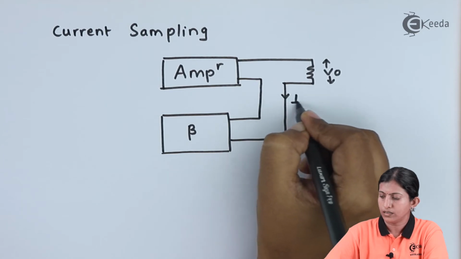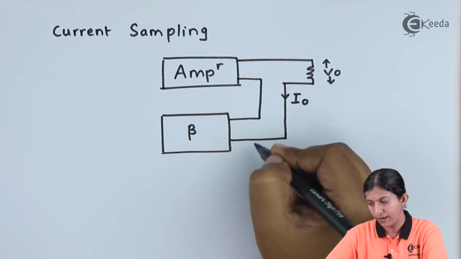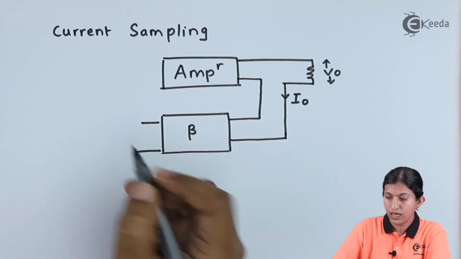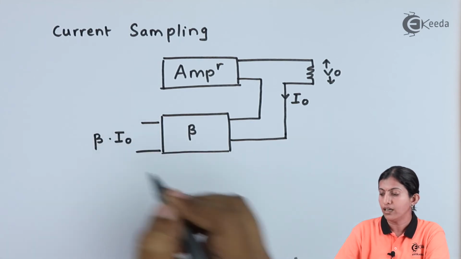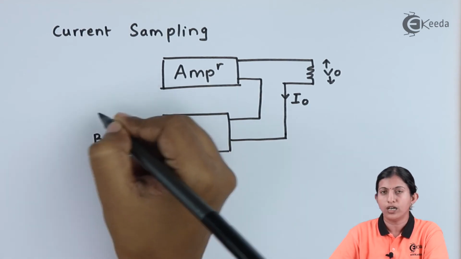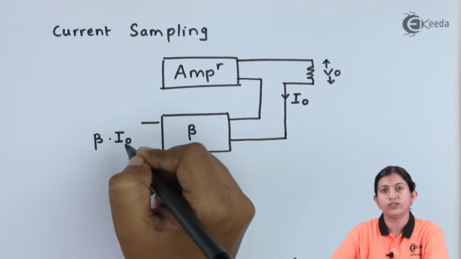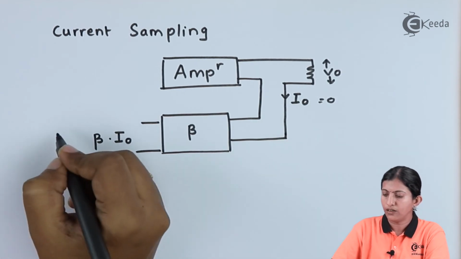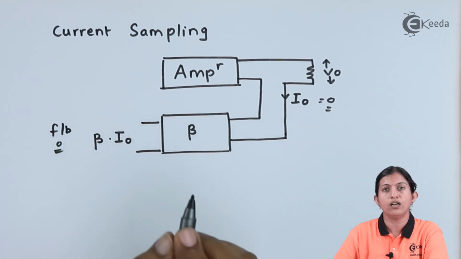So here this is the current IO, which is flowing through the output circuit and applied to the feedback network. When we check the output of the feedback network, it is beta times IO, which indicates that we are taking the part of the output current as an input to the amplifier. So we can say that the feedback is nothing but the part of the output current. If the value of the current is 0, then the feedback is also 0. So this is about current sampling.